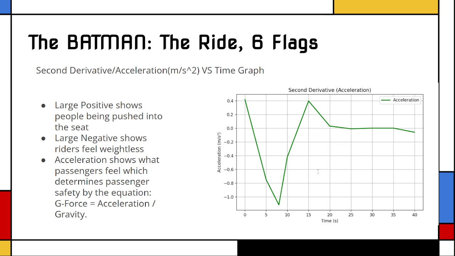More notably, overall, it is dangerous for riders to be above 4 Gs, so the coaster designers have to be mindful of this safety precaution when designing coasters.